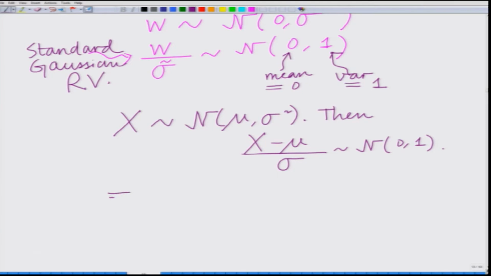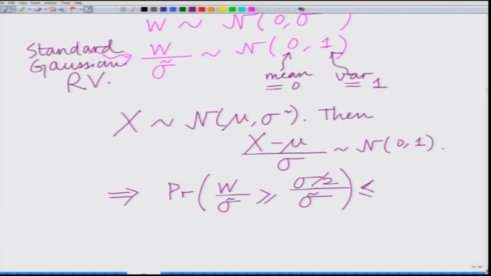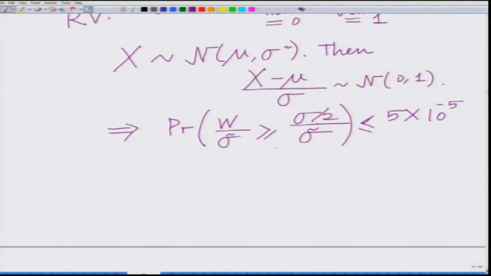And now we have the probability. This implies that the probability that w divided by sigma tilde is greater than or equal to sigma by 2 divided by sigma tilde has to be less than or equal to 5 into 10 to the power of minus 5. And this quantity, the probability that the standard Gaussian random variable with mean 0 and unit variance is greater than or equal to any quantity x, is given by Q of x.